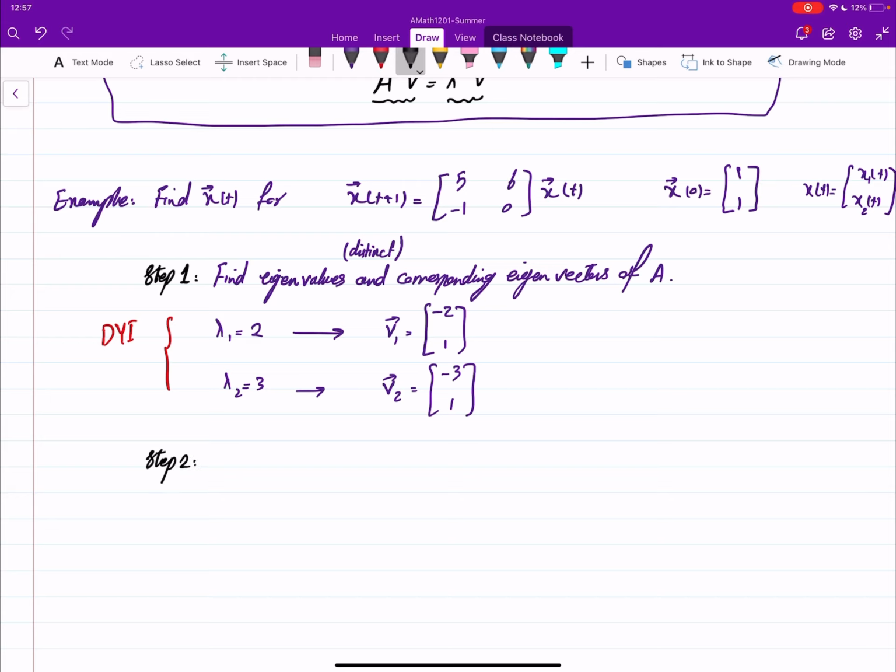Step 2, write the initial value, the vector x0, as a linear combination of eigenvectors of the matrix A.